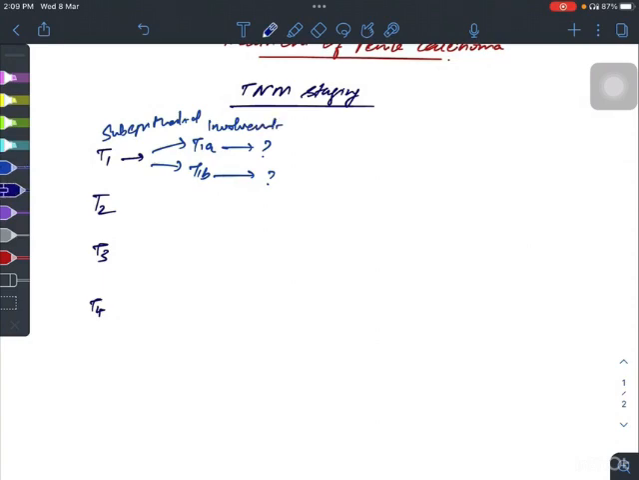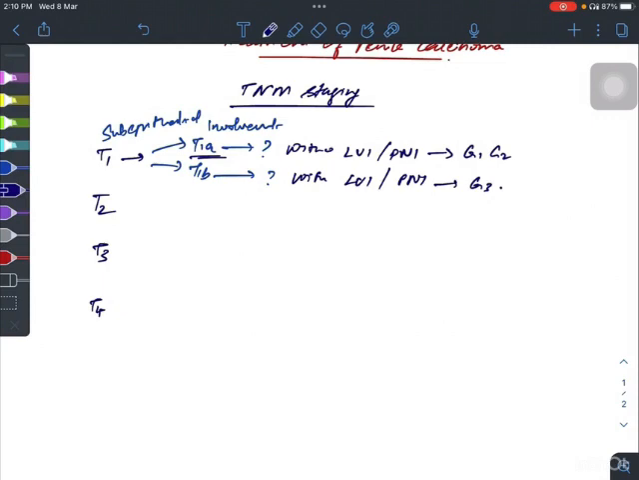T1A is subepithelial involvement without lymphovascular invasion or perineural invasion, and T1B is with lymphovascular invasion or perineural invasion. This grading is also included in this T1. So in T1A it will be grade 1 and grade 2. T1B it will be grade 3.